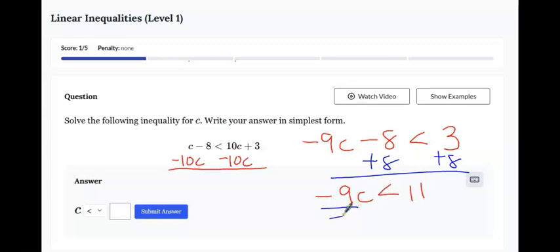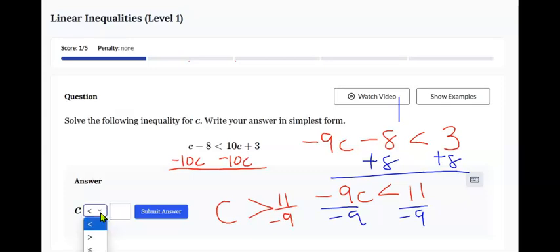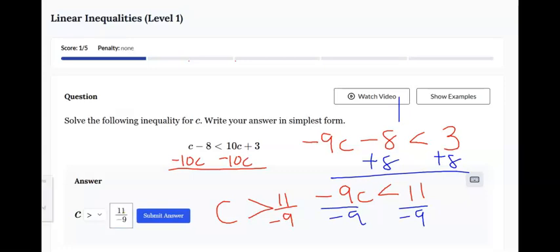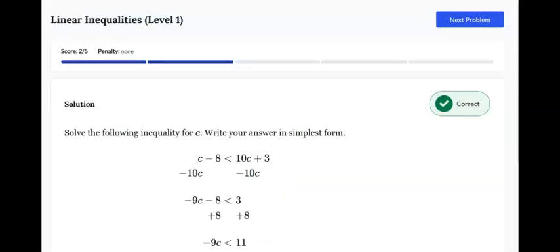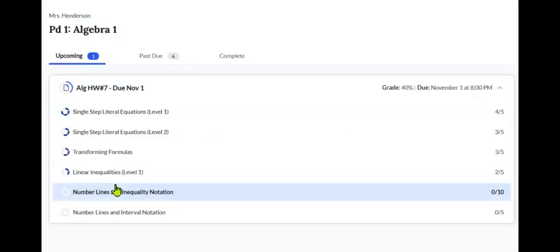Now this time, when I divide, my coefficient is negative. That means that my inequality symbol is going to change directions. So c is greater than 11 over negative 9. So we're going to choose from this drop-down menu and then type our fraction in the box. All right, let's take a look at the next section.